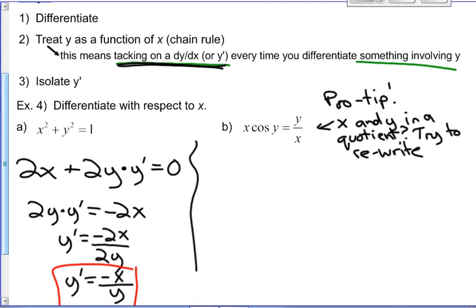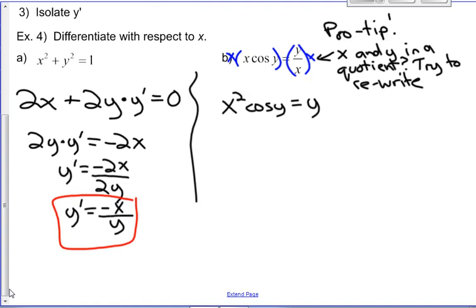Quotient rule with two variables, and then later on trying to isolate y prime, tends to be unpleasant. So what could we do to get rid of that fraction? We could multiply both sides by x. So multiply by x, and we're going to get x squared cos y equals y. And that's not so bad. We've got a product rule here.